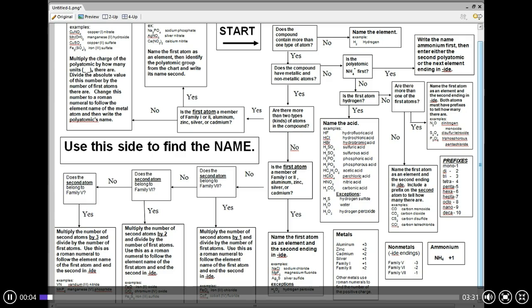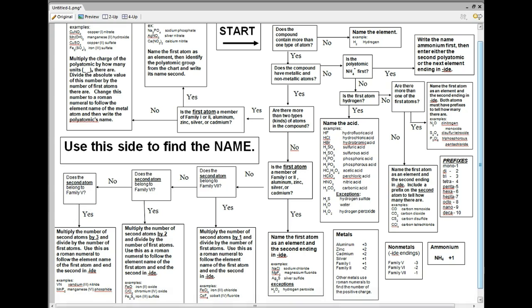Welcome to class. Hopefully you've been able to take out your naming schemata from your homework. Make sure you have your naming schemata open to the side that says use this side to find the name. We're going to find the names of formulas today. You've already become very good at finding the formula given a name. We're just going to go in reverse.